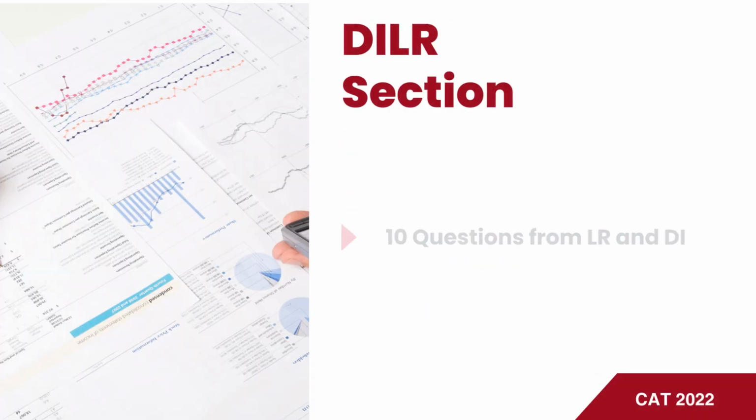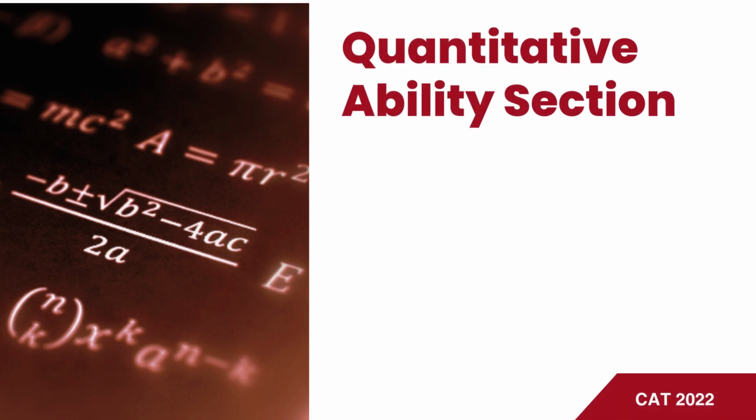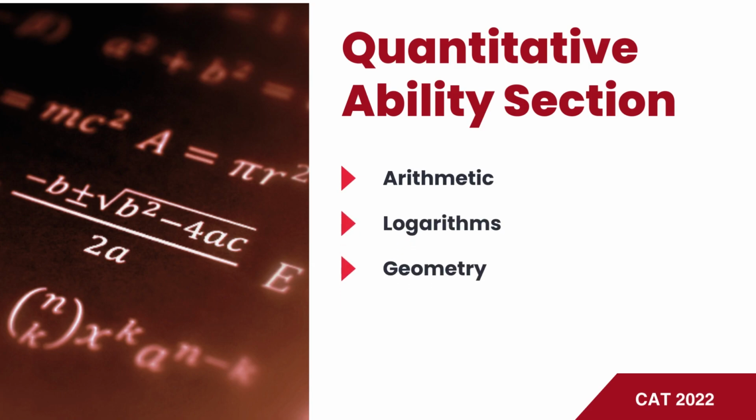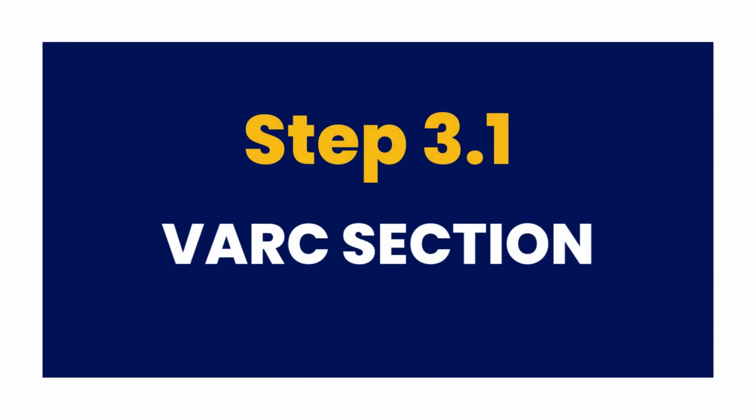In the DILR section, there were 10 questions each from LR and DI in the form of sets of 3 to 4 questions. Finally, the quantitative ability section had a strong focus on questions from arithmetic, logarithms, geometry, number systems, and algebra. Moving on to the VARC section.